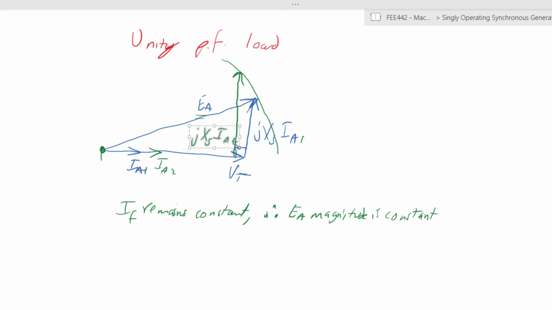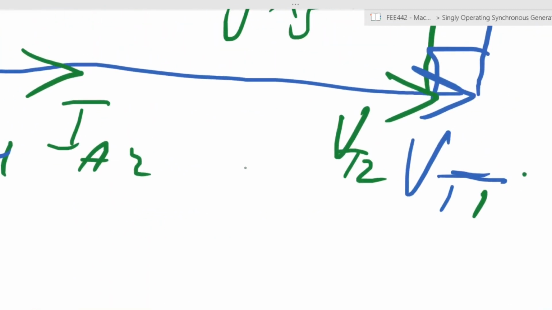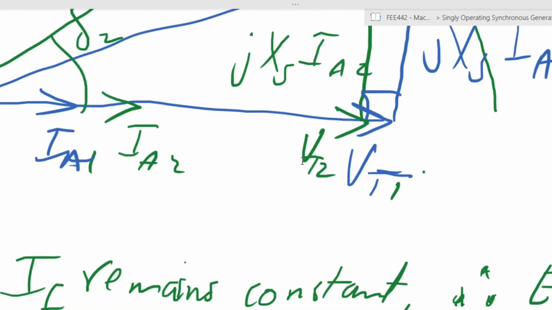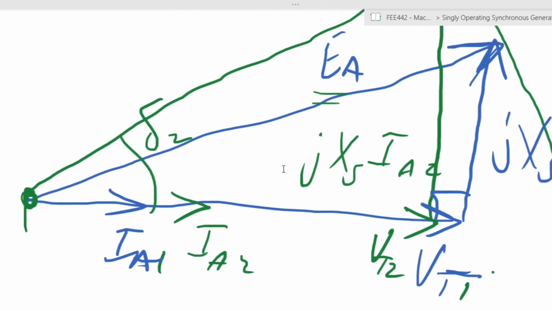JXSIA2 over there. So then what happens is your EA remains the same, goes over to the point. The magnitude remains the same, but you have a slightly different angle, okay? So what you find is that your VT, you had VT1 here, then you'll now have VT2, yeah? You can see it is very close to each other. If we zoom in a bit, the angles are very, very close to each other, yeah? Sorry, not the angles, the magnitude.